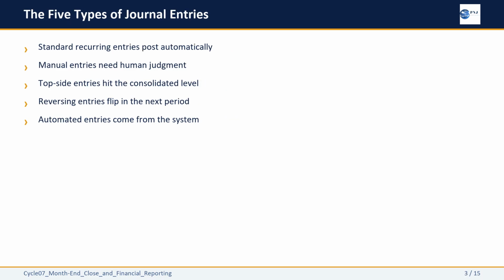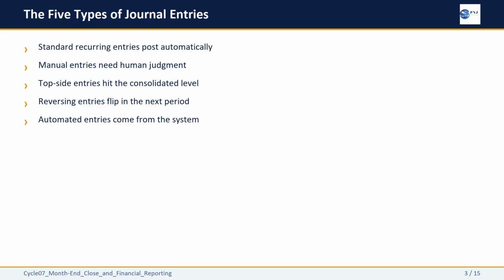Because they are the primary mechanism for adjusting the accounts at period end, and they are among the highest risk areas in all of Sarbanes-Oxley. There are 5 types, and the risk rises as you go. Standard recurring entries, like a monthly depreciation run, post automatically and carry the lowest risk. Manual entries require human judgment and sit at the high end of risk.